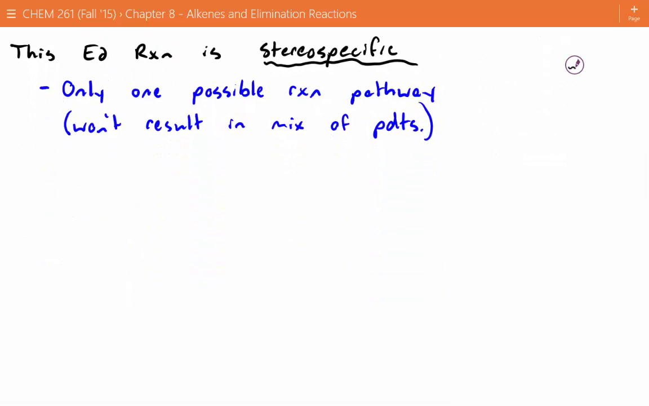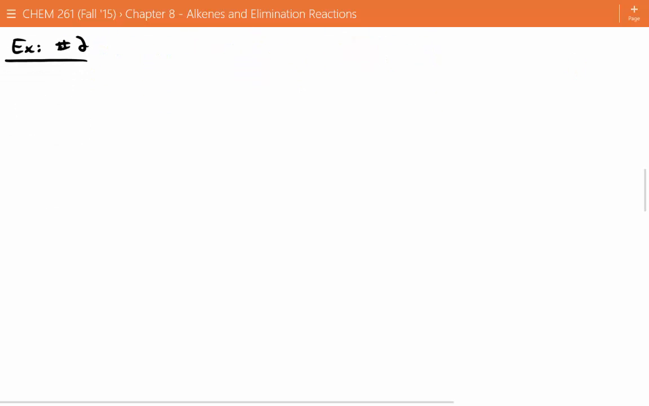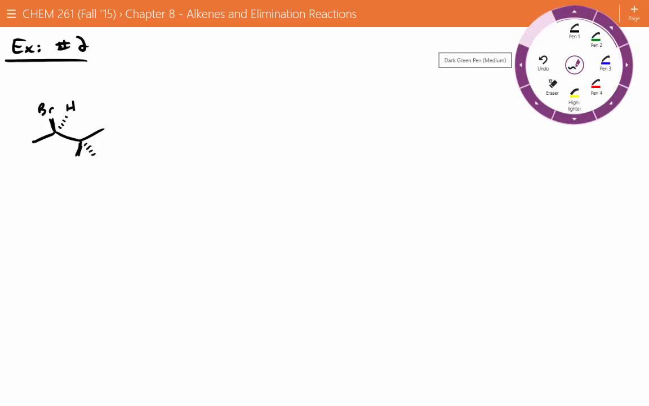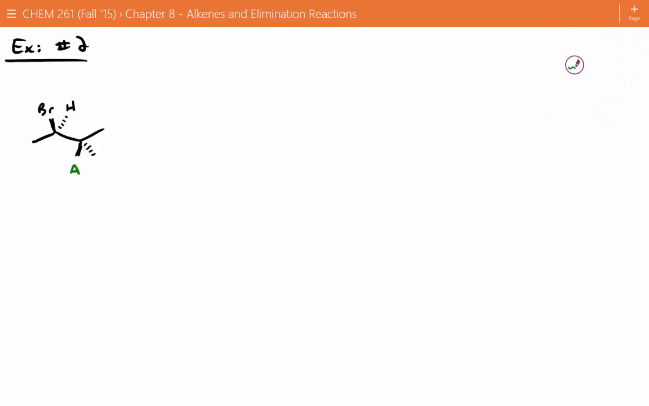All right. So let's do example number 2. In this one, I'm going to put a bromine as a wedge. Got a hydrogen here, and then I'm going to label these two hydrogens different colors. So I'll label this one green, and I'll label the back one H in blue.